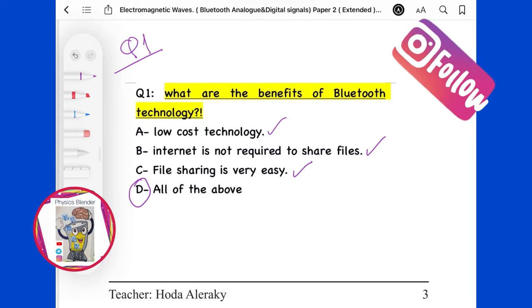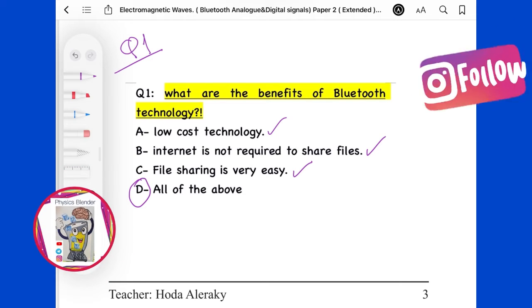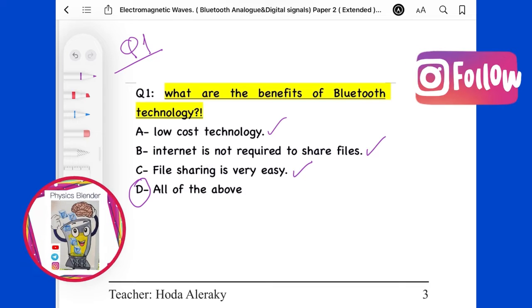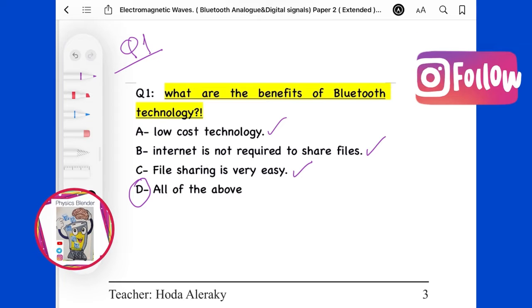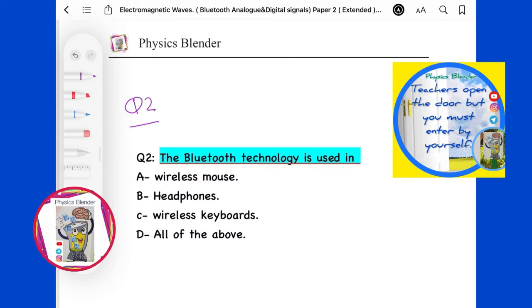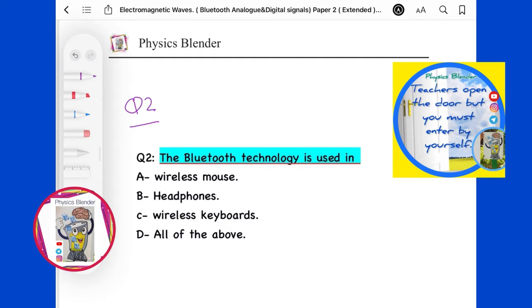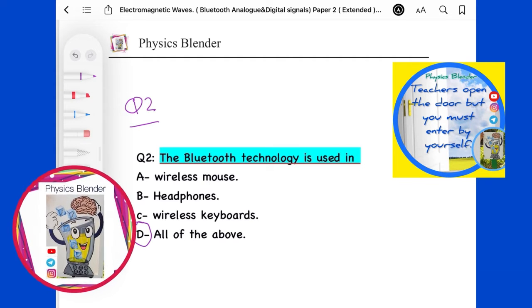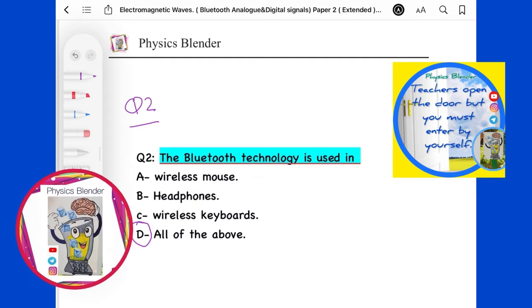Okay. By the way, Bluetooth is using radio waves to transmit information directly between two devices. Okay. Question number 2. Here we have the Bluetooth technology is used in wireless mouse, headphones or headsets, wireless keyboards, all of the above. For sure, it's all of the above. We have many devices we are using in our daily life. We are using this technology.